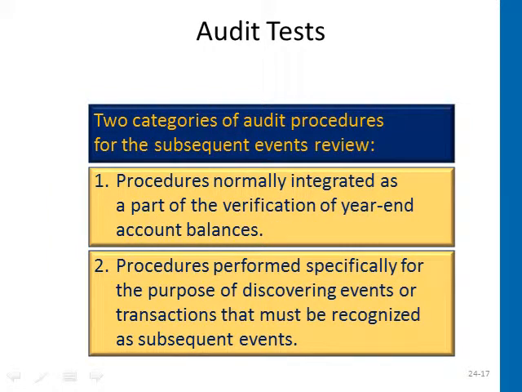So two categories of audit procedures exist to understand subsequent events. The first category includes cutoff and valuation tests done as a part of the test of details of balances. The second category of tests are performed specifically to obtain information to incorporate into the current year's account balances or footnotes as tests of the completeness presentation and disclosure objectives.